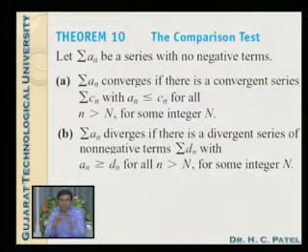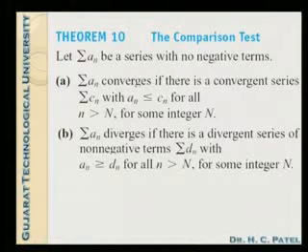In case B, sigma an diverges if there is a divergent series of non-negative terms sigma dn with an less than or equal to dn for all n greater than N for some integer N. In case B, we can see that if the series with lesser terms is divergent, that means its summation is infinite, then definitely the series with bigger terms is divergent. Here by simple comparison we can see the proof of this theorem. Let us see on the tabletop, please.